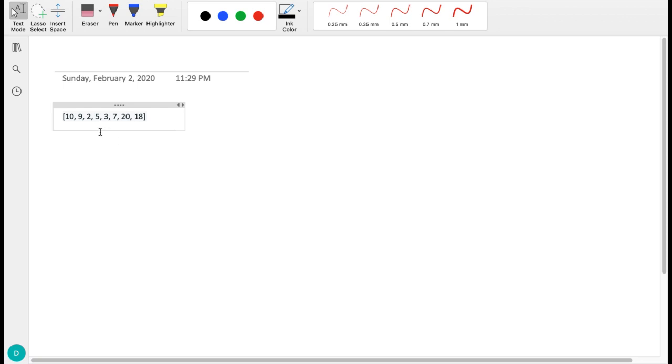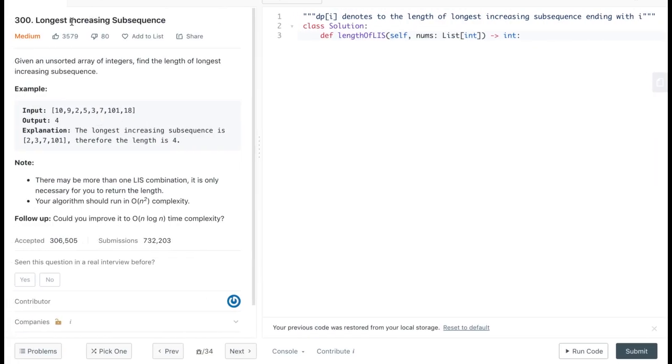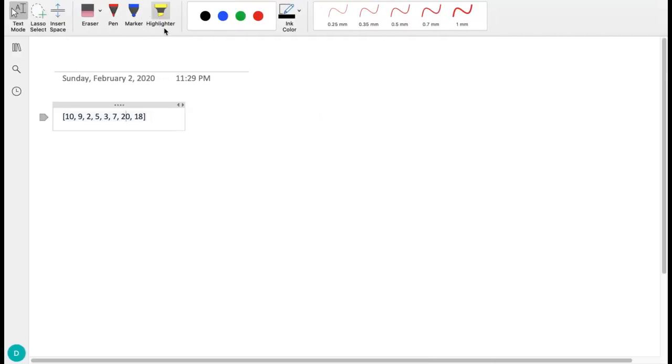So we want to find the longest increasing subsequence. In this case, it's 2, 5, 7, 20, which equals 4. So the answer is 4. It should be noted that this is describing the longest increasing subsequence, not the longest increasing continuous subsequence. So the numbers are not necessarily continuous.